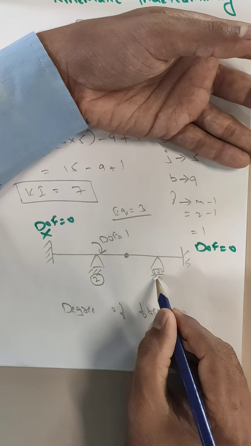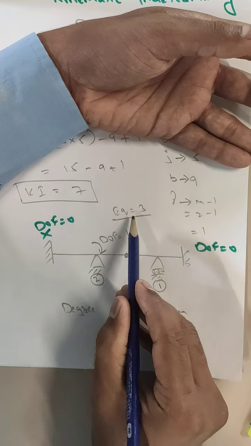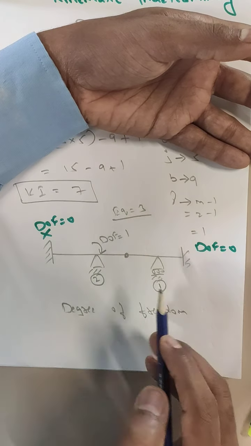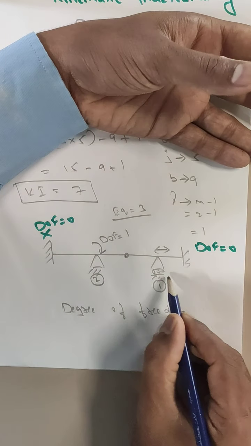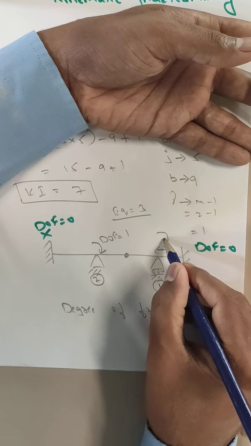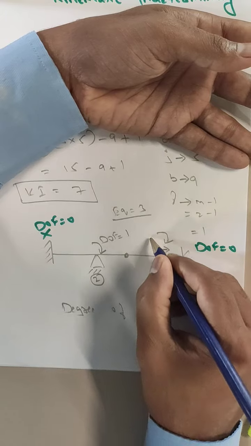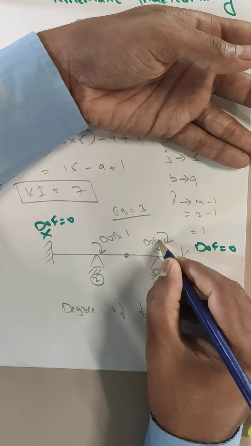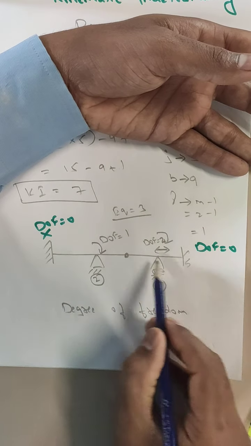Similarly, even if you take here, how many reactions will be there? The number of reactions will be 2. But the total equilibrium equations are 3. Then you can tell that it can move in this direction. Yes. Why? Because due to the roller it can move freely. So freedom is there in this direction. Similarly, it can even rotate. So freedom is there even in the theta value. So the degree of freedom here will be equal to 2. Now here it is 0, here it is 0.